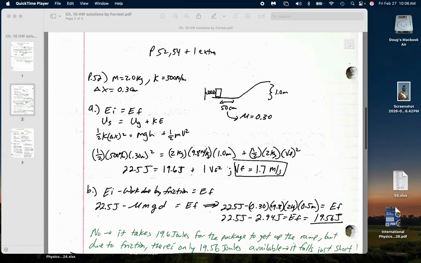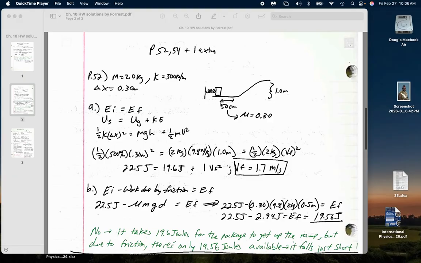For problem 52, at the bottom, it was squooshed by 0.3 meters. They gave you the spring constant, which I think was 500 newtons per meter. I can't even read my own writing. Mass of 2 kilograms. Yep, so then it's asking you, if this thing goes up 1 meter to get to a truck, what speed would it get to the truck?